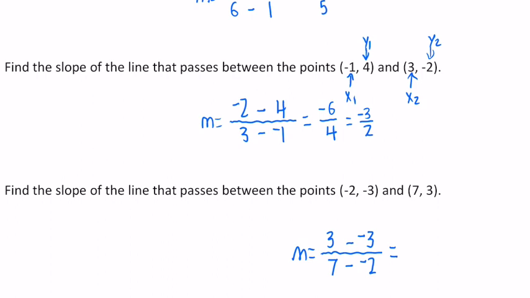3 minus negative 3 is like 3 plus 3, which is 6. 7 minus negative 2 is like 7 plus 2, which is 9. 6 over 9 is reducible because 6 and 9 are both divisible by 3. We divide them both by 3, and we end up with the slope of the line passing through those points being 2/3.